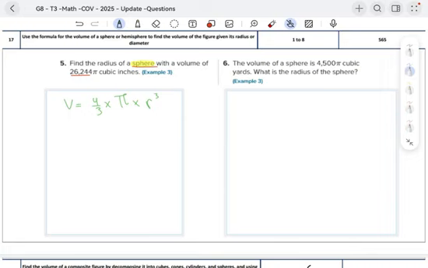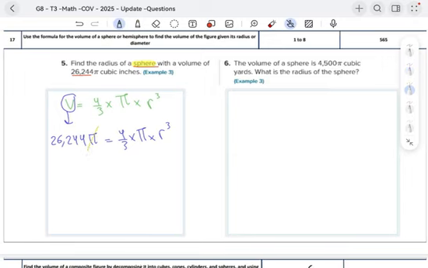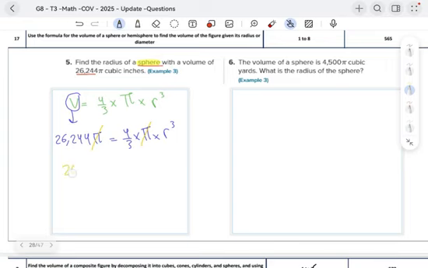Now the second step is to substitute. The volume is given, which is 26,244 pi equals 4 out of 3 times pi times the radius cubed. Now we're going to simplify. We're going to divide by pi, divide by pi, and now we're going to have 26,244 equal to 4 out of 3 times the radius cubed.